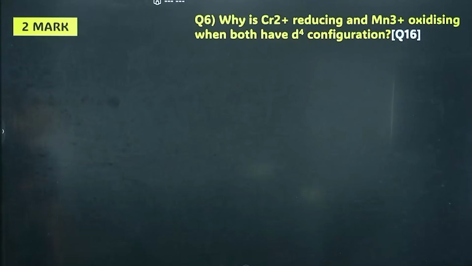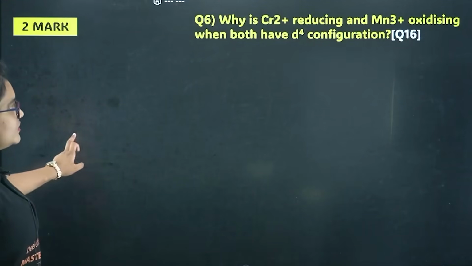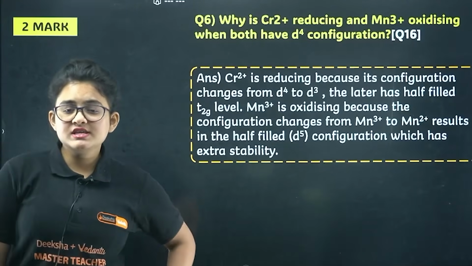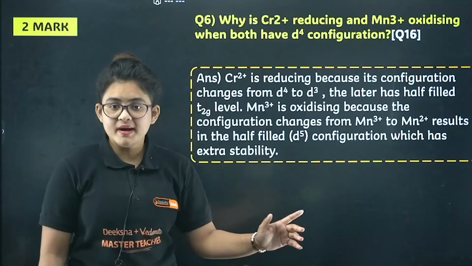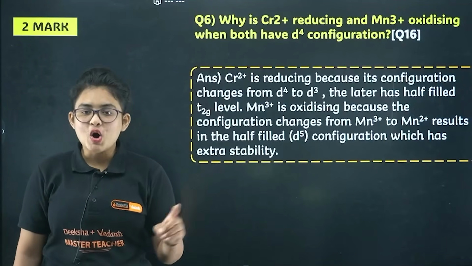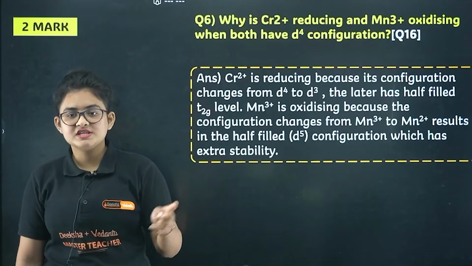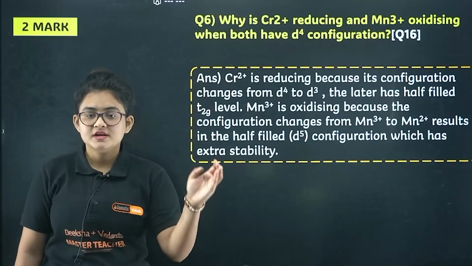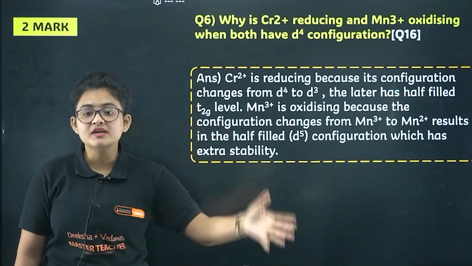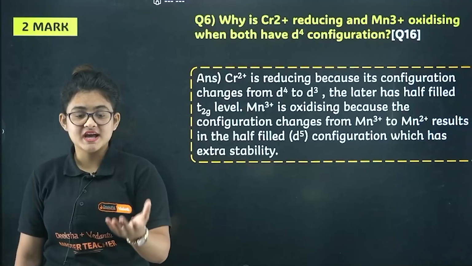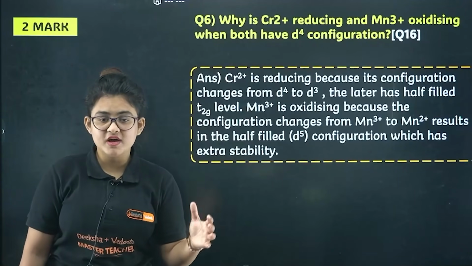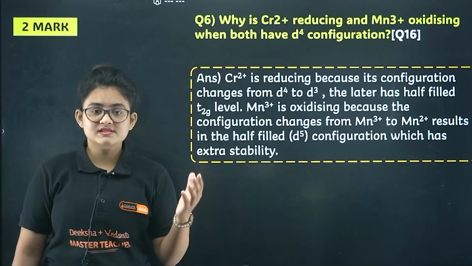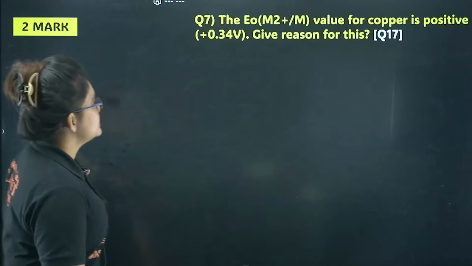Let's proceed. Why is Cr2+ reducing and Mn3+ oxidizing when both have d4 configuration? Cr2+ is reducing because the configuration changes from d4 to d3. But Mn3+ is oxidizing because the configuration changes from Mn3+ to Mn2+, that is d5 configuration, right? Which has some half-filled stability, right? d3 has no such stability, but d5 has extraordinarily symmetrical stability, right? Proceed.